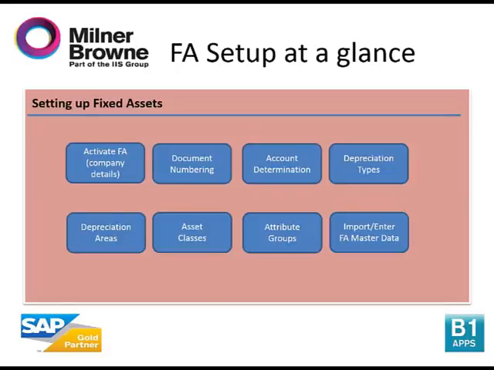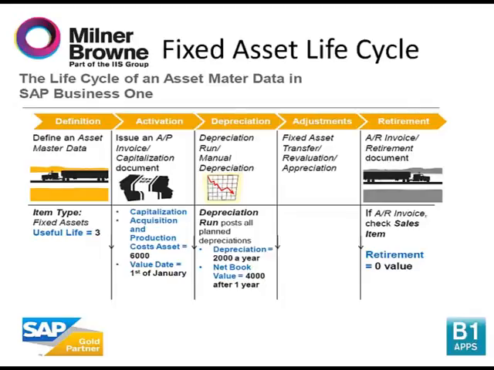Then we looked at setting up the fixed assets, so what options within SAP are necessary in order to define your fixed assets. So we've got activating the fixed assets, document numbering, account determination, depreciation types, depreciation areas, asset classes, attribute groups, and then either import or manually enter the fixed asset master data. Then we looked at the life cycle of the fixed asset: the definition of the fixed asset, activating the capitalization document, depreciation runs, adjustments, and of course the retirement of the asset after useful life.